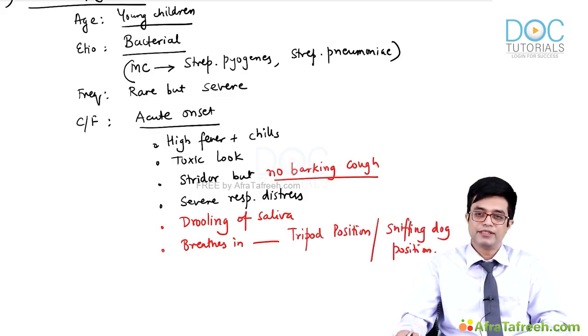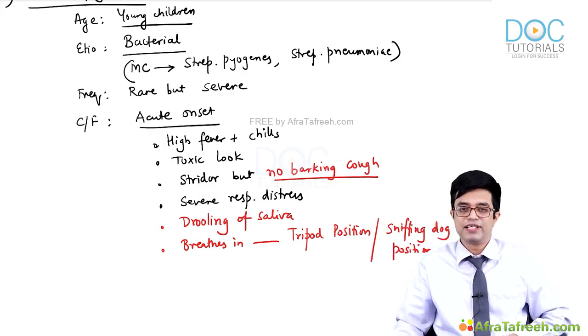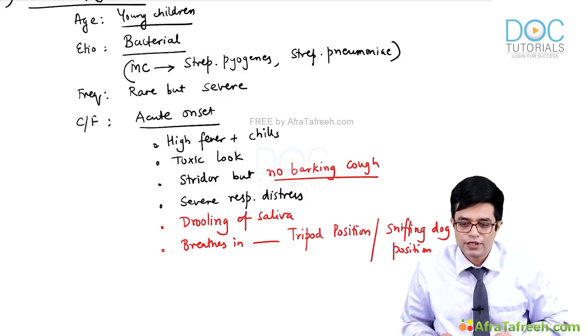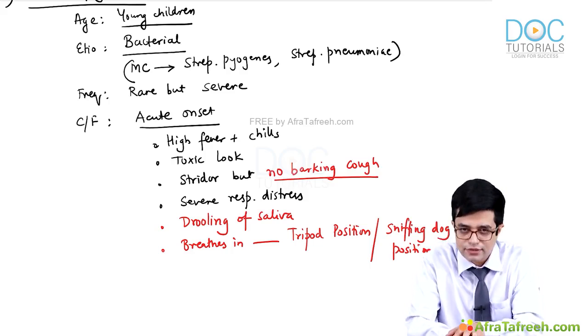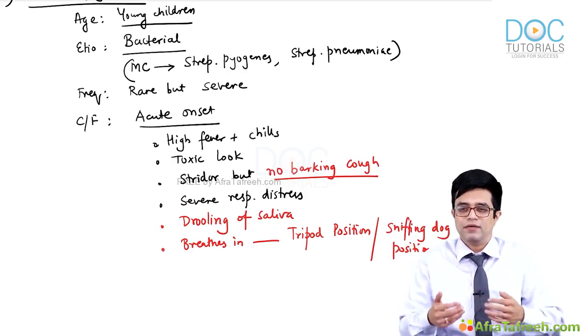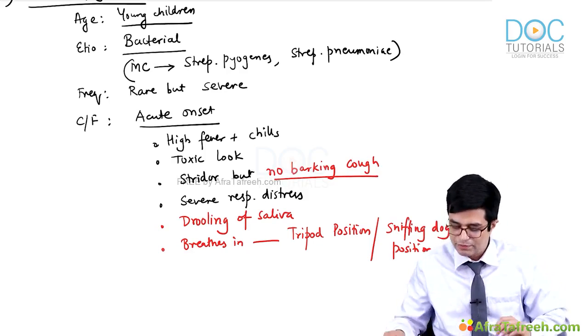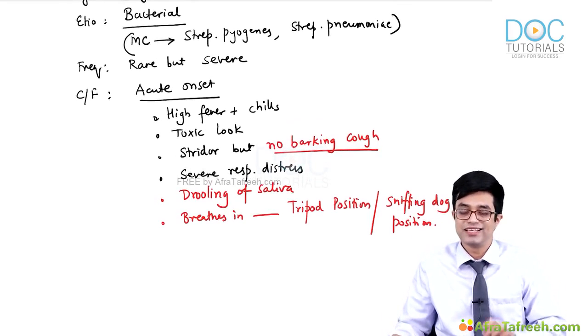Because edema is severe in these children, whenever distress happens, they will lean forward, put their hands in the front and breathe deeply like this. This type of breathing, leaning forward, is called tripod position breathing or sniffing dog position breathing. It is a bad sign.